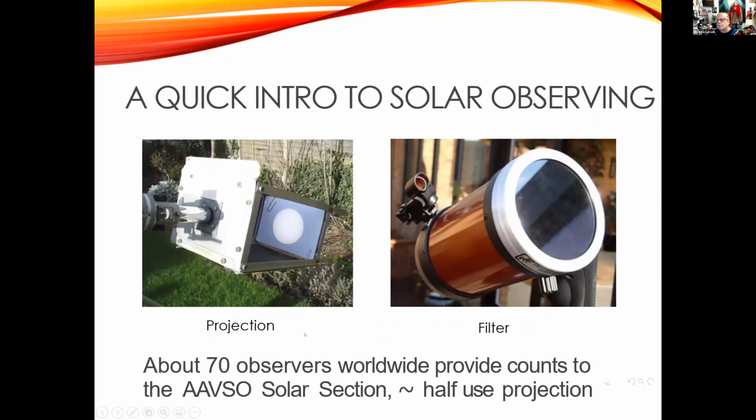Let me give you a brief introduction to how one does this. There are 2 different versions. There is projection, and there is what we call a filter. There are about 70 observers worldwide who provide counts every month to the AAVSO solar section, about evenly split between the 2 methodologies.